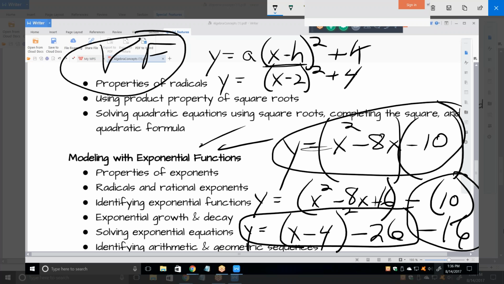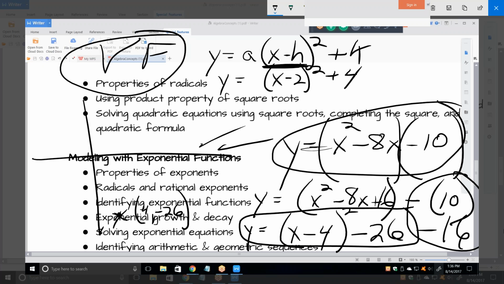Just get used to the fact that the vertex format is x minus h. So in this case, what is h? Positive 4, right? That's the x coordinate of the vertex. So if I was going to graph this thing, my x coordinate is at positive 4. Where's my y coordinate? Negative 26. Okay. So let me go down on this graph, and I'm going to graph that. That's positive 4, negative 26. That's my vertex.